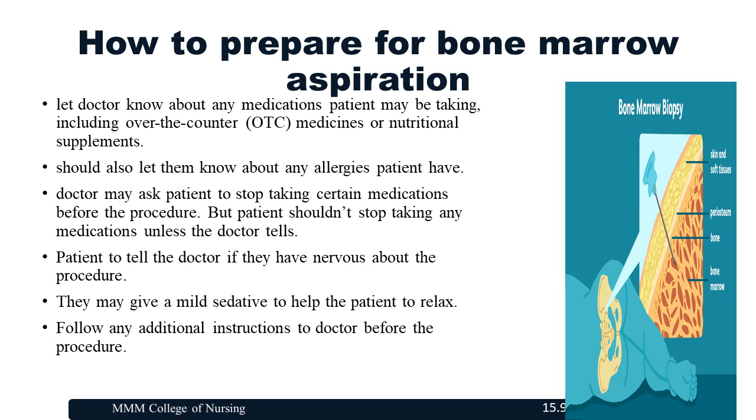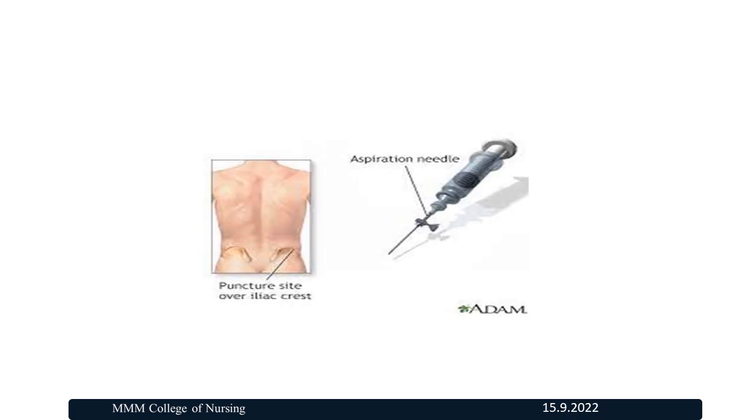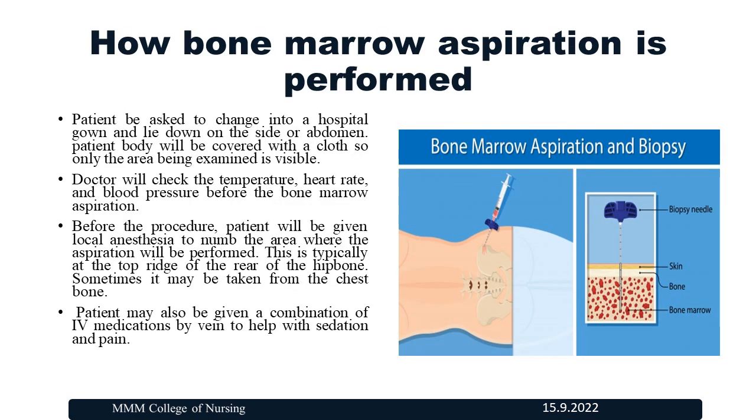The patient should also tell the doctor if they are nervous about the procedure. If they are nervous, we have to support them, counsel them, and explain the procedure. If that is not enough, a mild sedative can help the patient to relax. Follow any additional instructions from the doctor before the procedure. This is the aspiration needle which is used to puncture the site over the iliac crest.